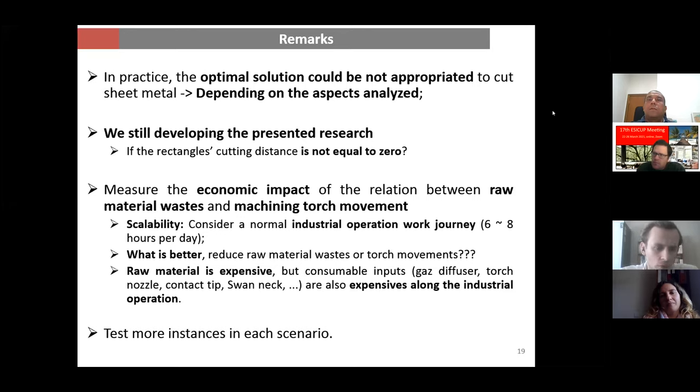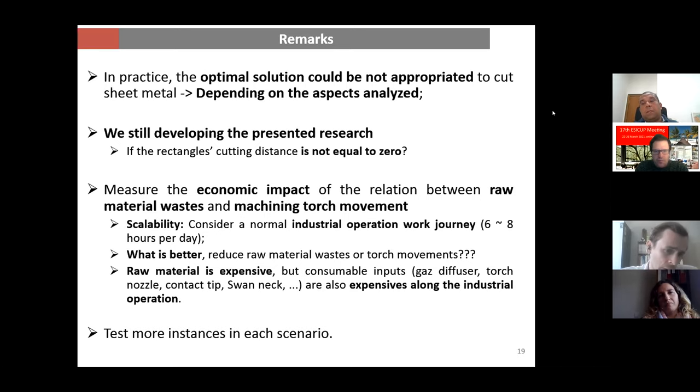And also, one of the most important future directions of our research is to measure the economic impact of the relation between raw material wasted and machine torch movement. In a scalable industrial operational work journey, considering a normal work journey, to verify what is better: reduce raw material waste or torch movements. The cost-benefit relation between these two aspects, because raw material is expensive, but consumable inputs like gas diffuser, torch nozzle, contact tips, and others are also expensive along the industrial operation. And we need to verify these economic aspects.